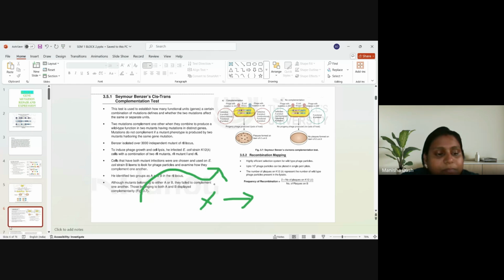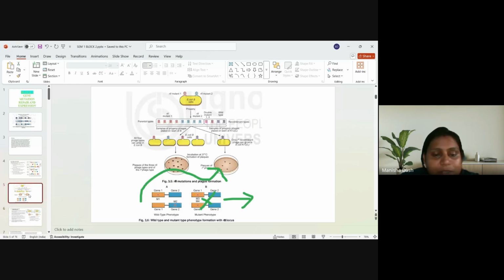Okay. So I hope you understood, all of you understood this part. Please go through your textbook and if you face any doubt, you can ask me tomorrow. So this is nothing but a simple test. Here, if you focus on this part only, you can understand.